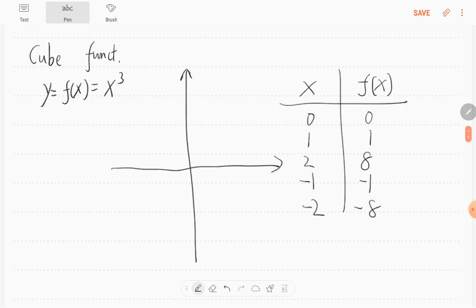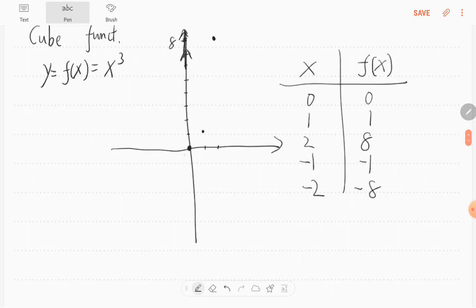So we have these points, then we can locate 0, 0 should be on the graph. 1, 1, so it's here, should be on the graph, and the 2, 1, 2, 3, 4, 5, 6, 7, 8. So it's here. This is 8. So this point should be here. 2, 8.